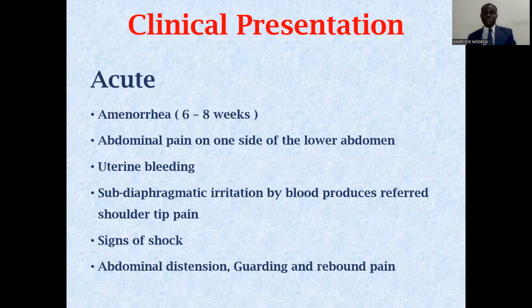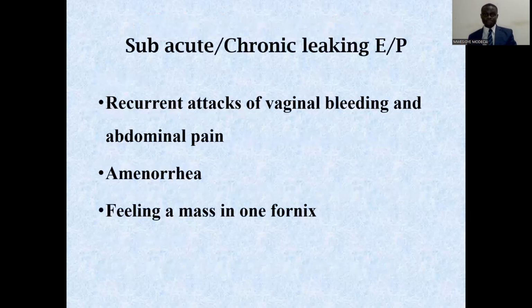There is diaphragmatic irritation by blood produced, causing referred shoulder tip pain. This person will feel as if the shoulders are paining, but this is the diaphragmatic irritation, and here the phrenic nerve is the one affected. We shall look at the signs of shock, abdominal distension, guarding, and rebound pain.